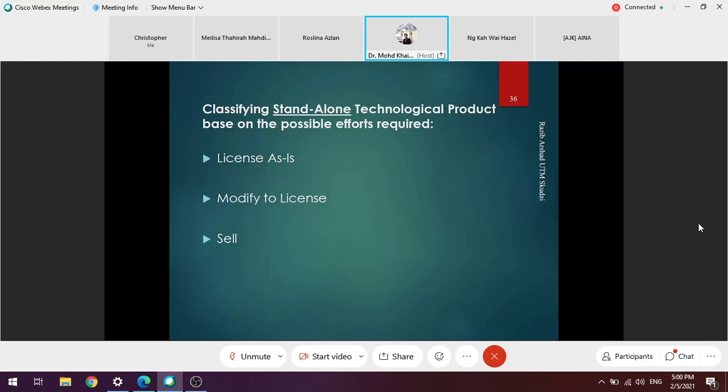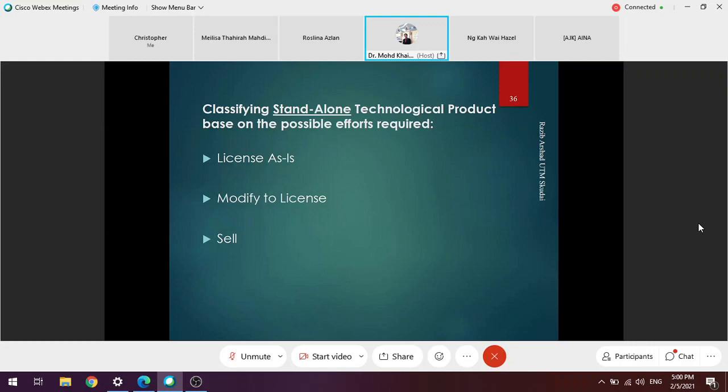So we can do license as is, because we know that we don't have to do anything yet. All right, so what if we move to the next location, a military area and so on, with some conditions within the legal and so on? Then we have to modify to license.